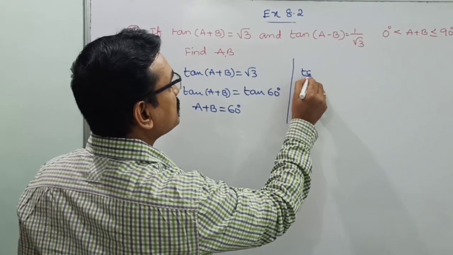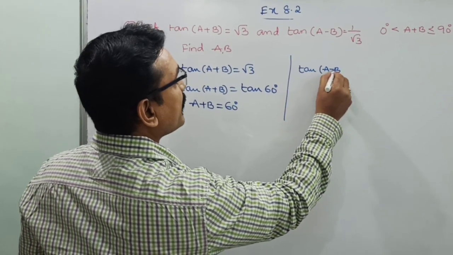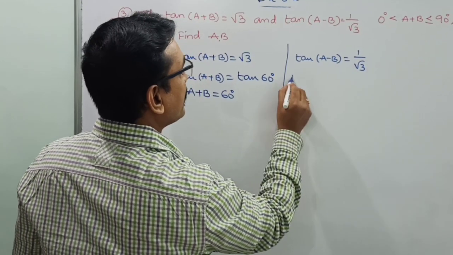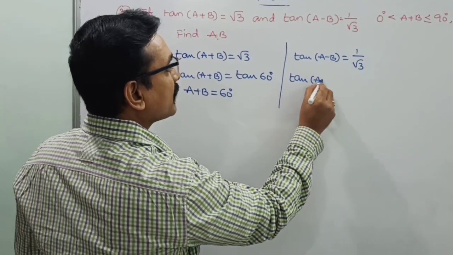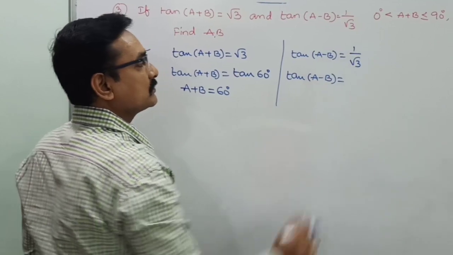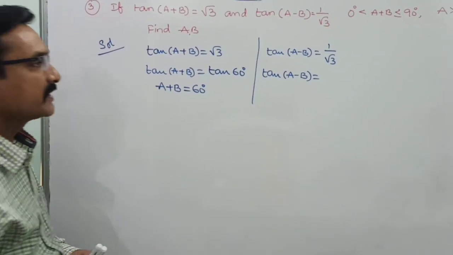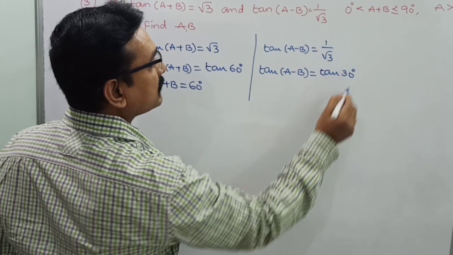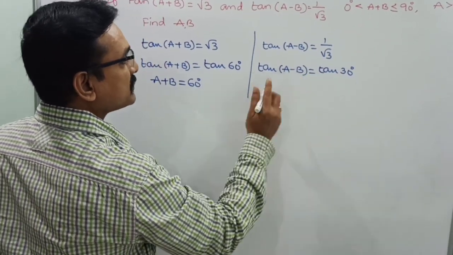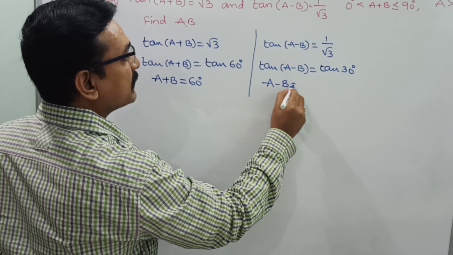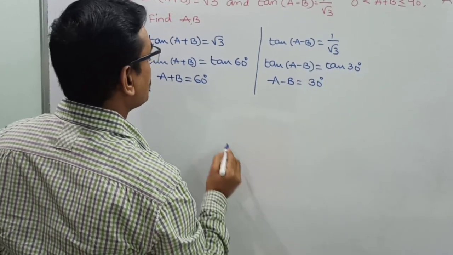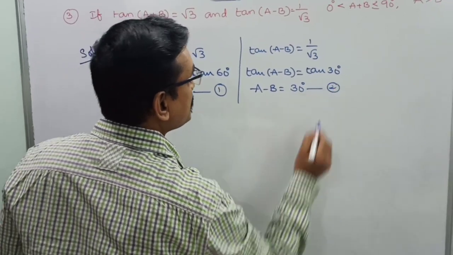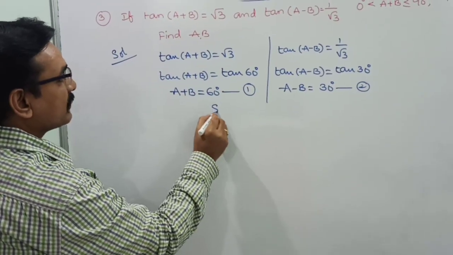In second case, tan of a minus b equals to 1 by root 3 is given. Tan of a minus b equals to 1 by root 3 we can write in terms of tan as tan 30 degrees. Both sides tan get cancelled. A minus b equals to 30 degrees. Consider this is the first equation. This is second equation. Solving of 1 and 2.